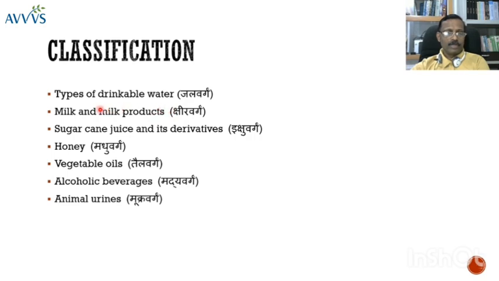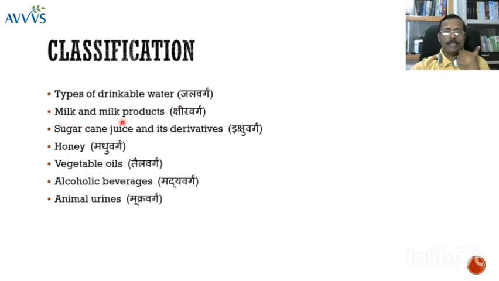Going one by one, there are mainly 7 groups mentioned in the chapter, and the first one is Jalavargam. Jalavargam means drinkable water itself, pure water. What are the varieties of water? What is the characteristic of pure water and impure water? How can you collect pure water? I will explain it later.